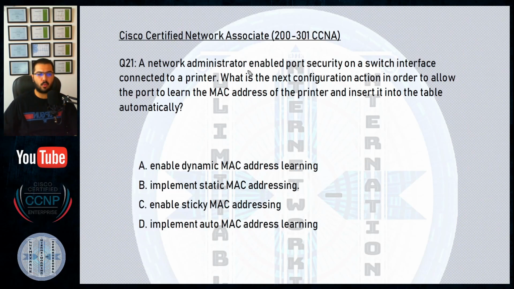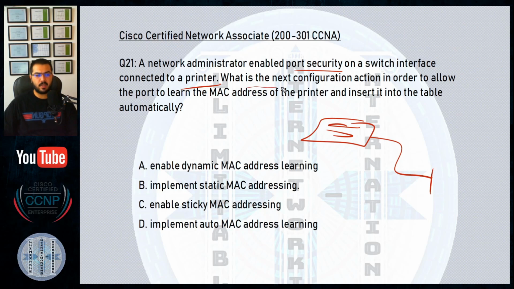Question 21 says a network admin enabled port security on a switch interface that is connected to a printer. So that interface is connected to one end device, which is a printer. What is the next config action in order to allow that port to learn the MAC address of the printer and insert that into the table automatically, not manually?